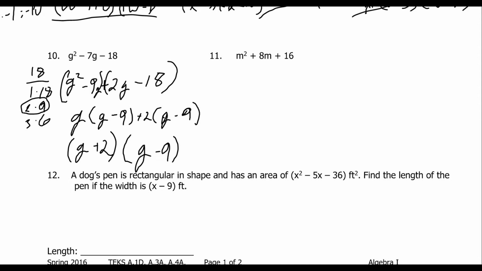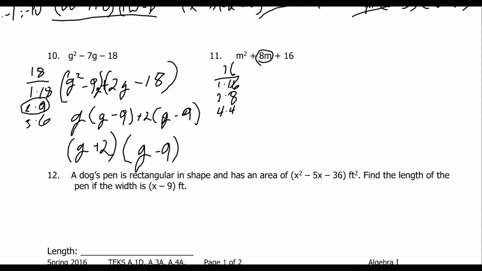Now, number 11. Let's run through the factors of 16 real quick. We're going to go 1 and 16, 2 and 8, and 4 and 4. So, let's see. If we do 1 and 16, that's going to be 15 or 17. We're trying to hit 8. 2 and 8, that's going to be 10 or 6. Not 8. 4 and 4, that's going to be 8 or 0.